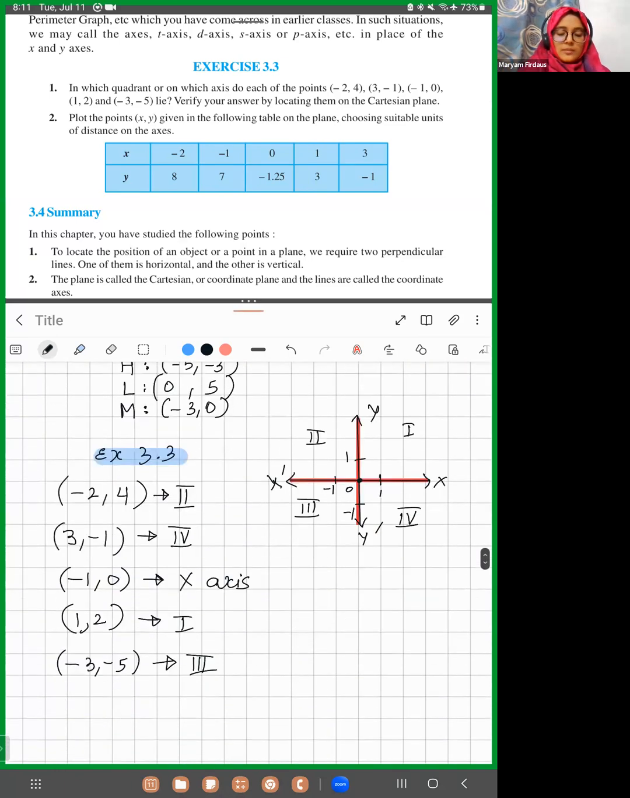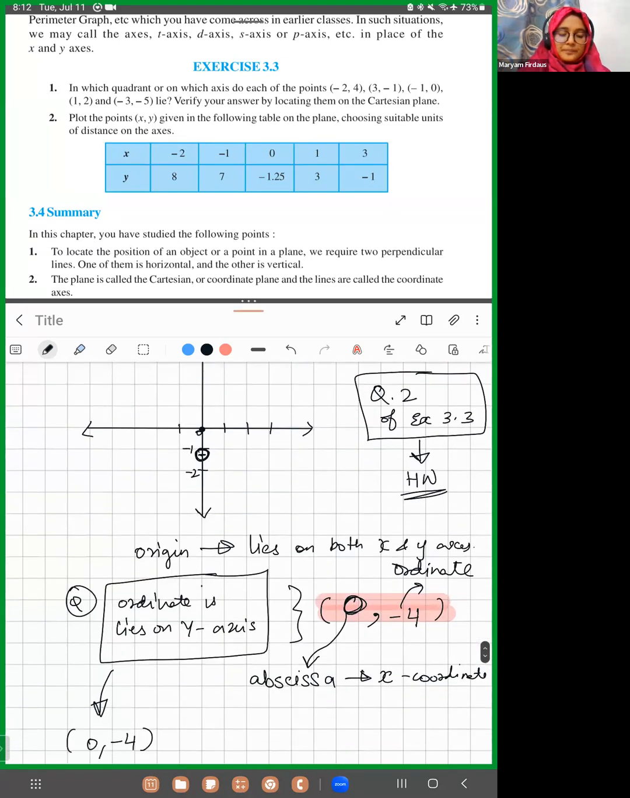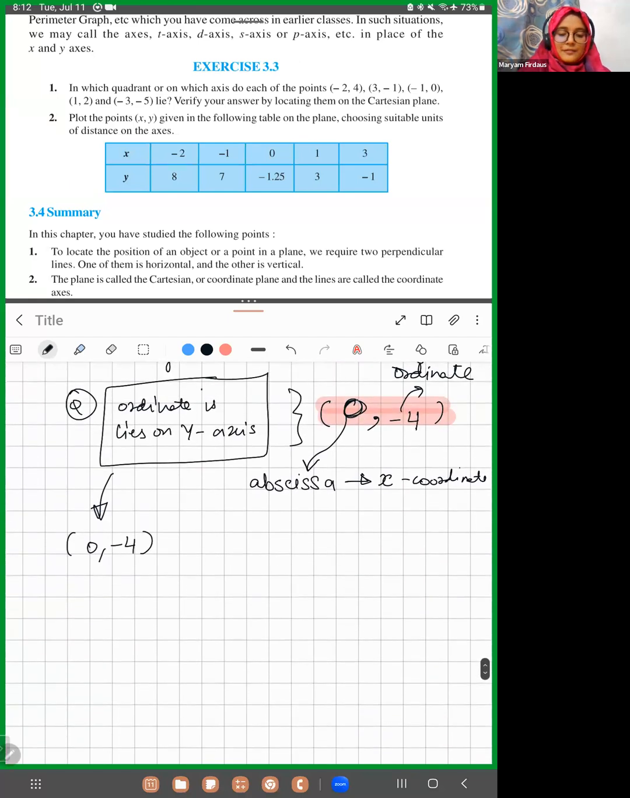So just apply that over here: if this point lies on the y-axis, then the x coordinate is 0. So it's going to be 0, comma minus 4. Is this clear to all? Yes, ma'am.